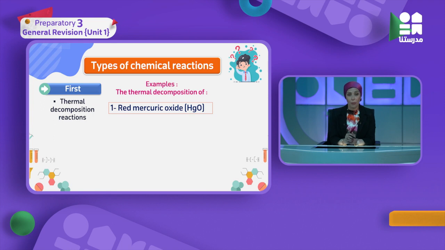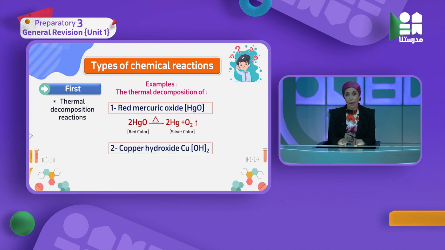أول حاجة في الثيرمال decomposition we took decomposition of red mercuric oxide. طب let's remember كده بسرعة. الميركوريك oxide by heating HgO by heating والتراينجل يديني 2Hg plus O2. طب الcolors very important to know the colors of the reactants and the product. الميركوريك oxide we start with the red color and we end with silver color of mercury. This is the first one.